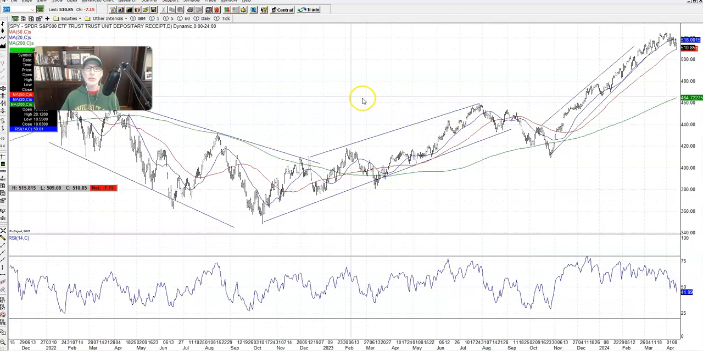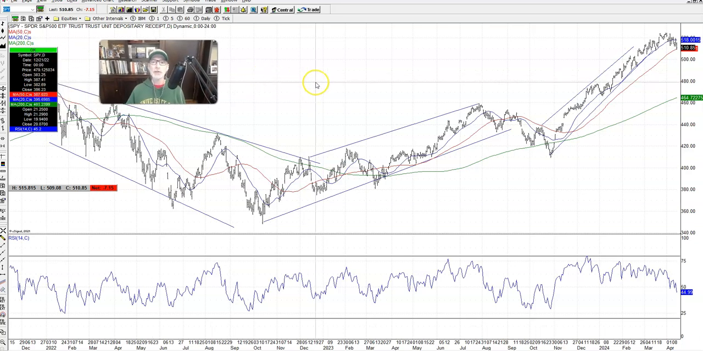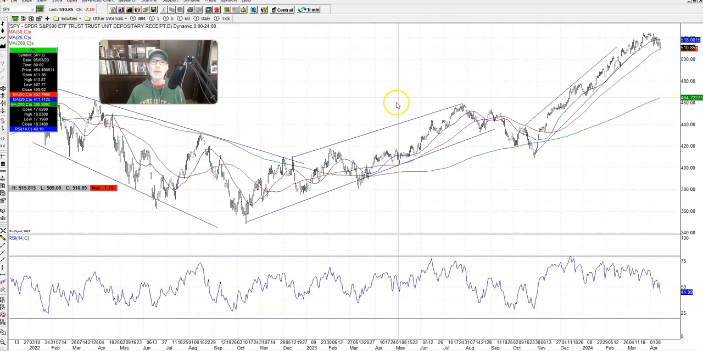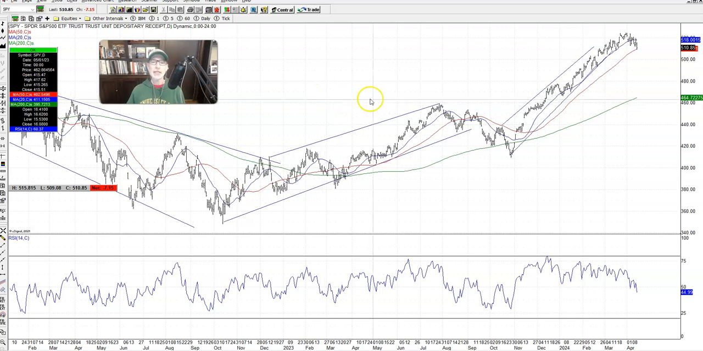We always want to look at the S&P 500 first, because that gives us the best overall view of the market's health as a whole. And what you see in front of you is the charts that I look at. This is a daily chart of the SPY. You can always look up here in the left-hand corner for the symbol. This is the exchange traded fund for the S&P 500.